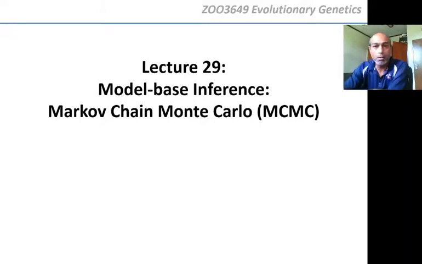So this is lecture 29 in ZOO 3649, Evolutionary Genetics, and we're continuing with our methods of tree building. In the previous lectures, we've learned about the four main ways of building trees, that is with parsimony, distance, likelihood, and Bayesian. And with the last two, likelihood and Bayesian, what they have in common is that they need a model. They need a substitution model in order to successfully recreate the branching tree-like process of branching with descent.